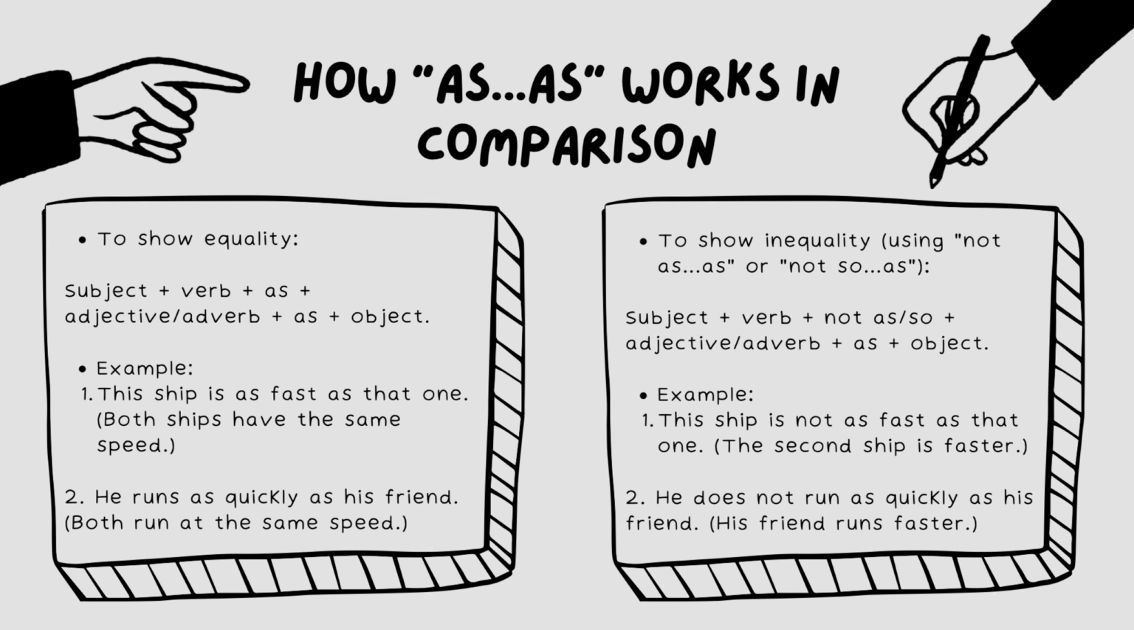Second, to show inequality using not as... as or not so... as. Subject plus verb plus not as or so plus adjective or adverb plus as plus object. Example: The ship is not as fast as that one. The explanation is, the second ship is faster.